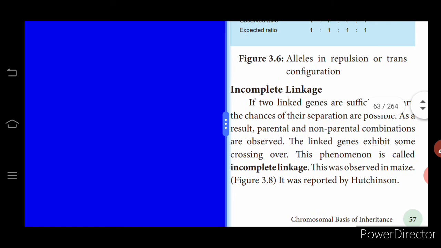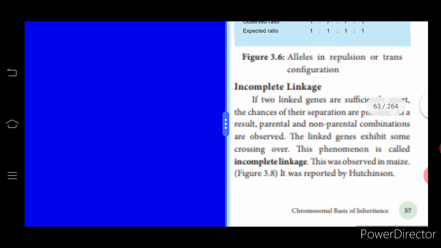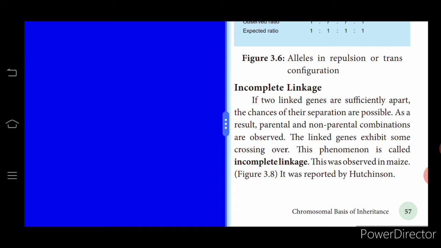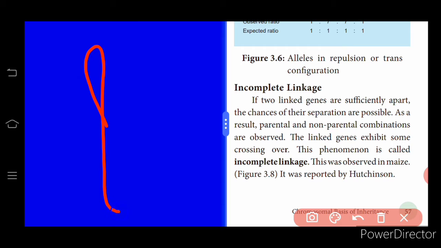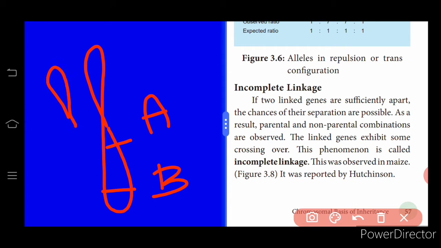Next, coming to incomplete linkage. It is the opposite kind of the complete linkage. If two genes are sufficiently apart, same way we'll consider this to be A gene and this to be B gene, there is a chance for the recombination, that is crossing over, to occur with the other chromosome. When there is a chance of crossing over occurring, the chance for another gene to come and attach itself to this chromosome can occur.